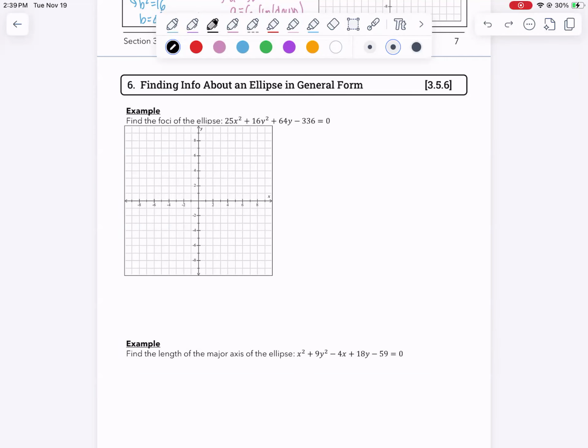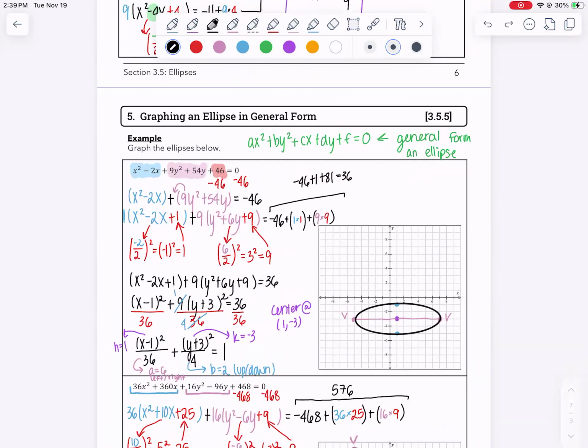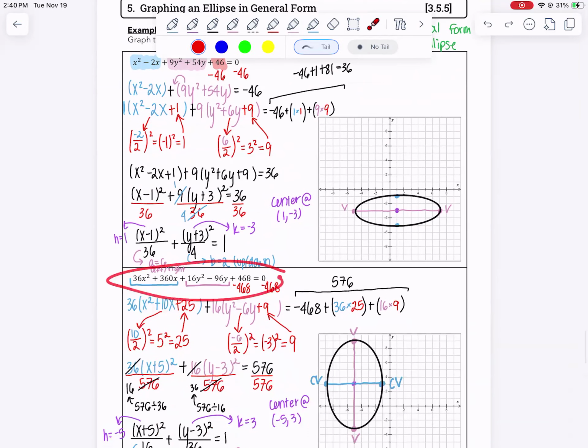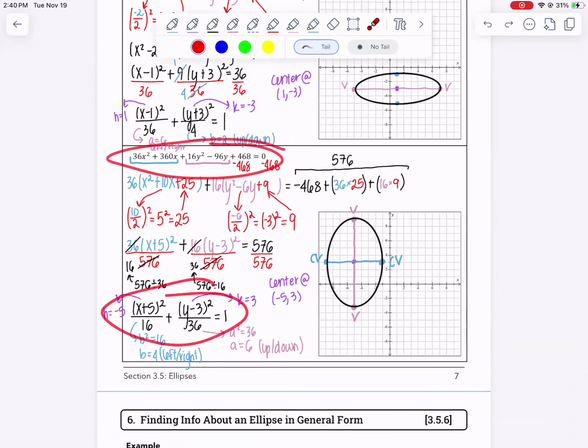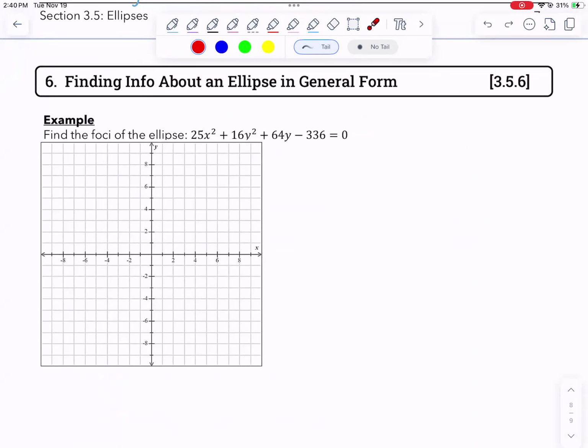Finding info about an ellipse in general form. In the previous video, we took ellipses that were in general form, which is this form where it's really messy, and we turned them into standard form. So we took this guy right here and we turned it into this, and we were able to graph the ellipse. But sometimes all we want is some information about the ellipse, and so that's what we're going to talk about here. You might have a problem that's just like find the foci of the ellipse. You can't do anything with this ellipse in general form until you have converted into standard form.